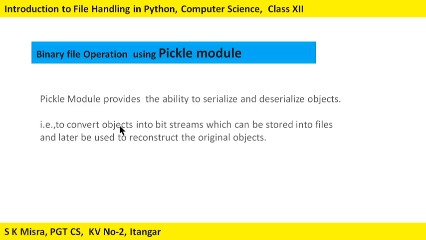That means it converts objects into bit streams which can be stored in files and later be used to reconstruct the original object. While you are writing something, say a list or a string or a tuple, whatever, when you are going to write it, automatically it will be converted into bit strings, and when you try to retrieve the objects from the binary file, automatically they will be reconstructed to the original form using the functions available in this pickle module.